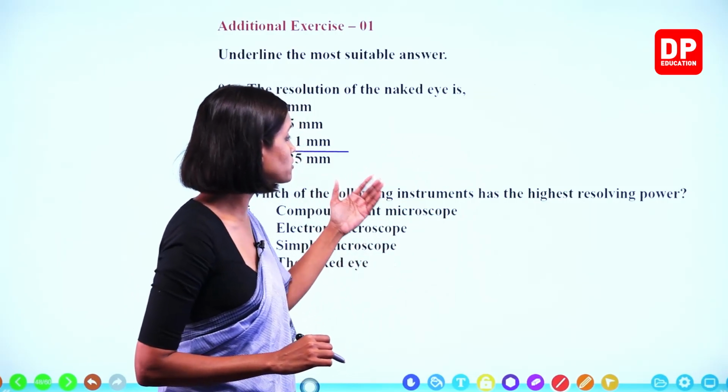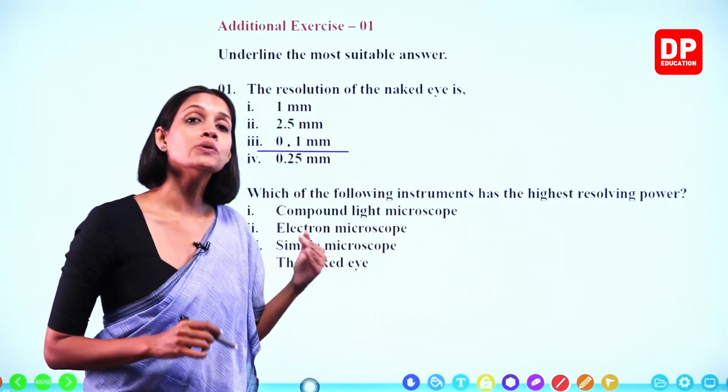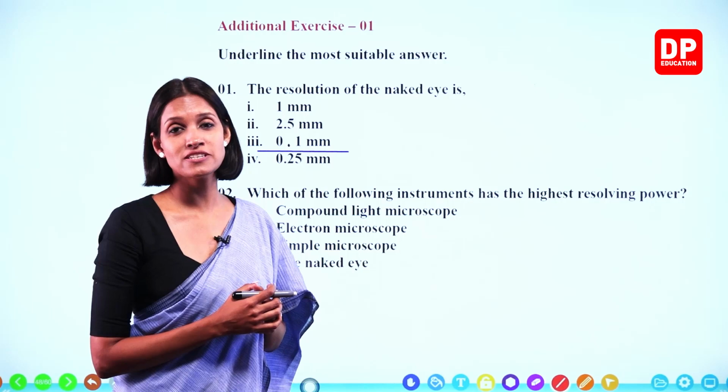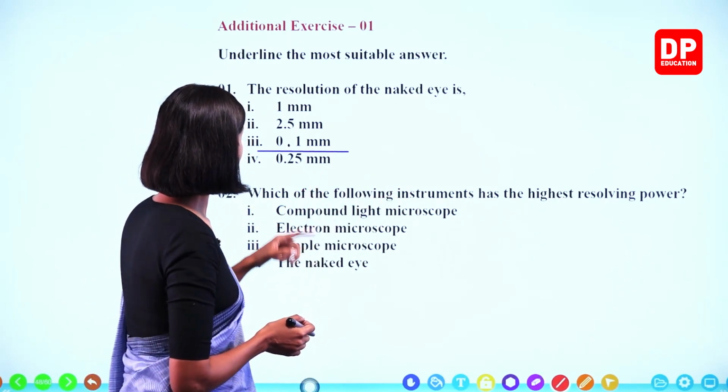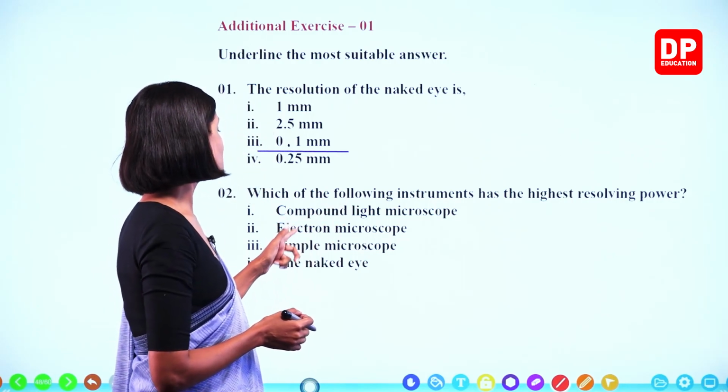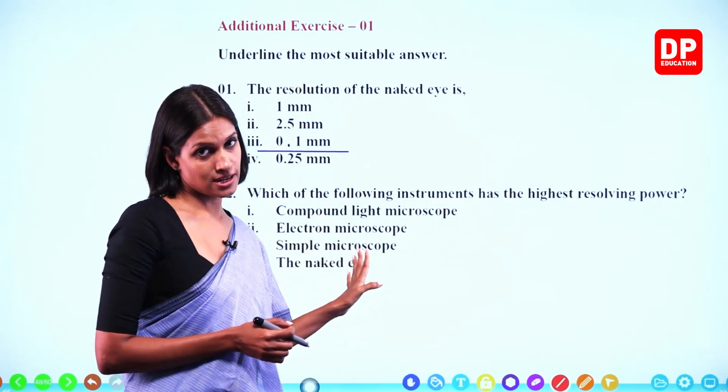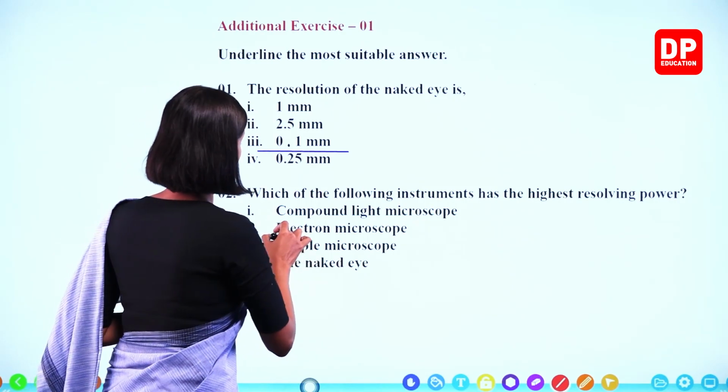Which of the following instruments has the highest resolving power or highest resolution? Out of all the microscopes that we've learned about, which one has the highest resolving power, children? Compound light microscope, electron microscope, simple microscope, and the naked eye. That is electron microscope.